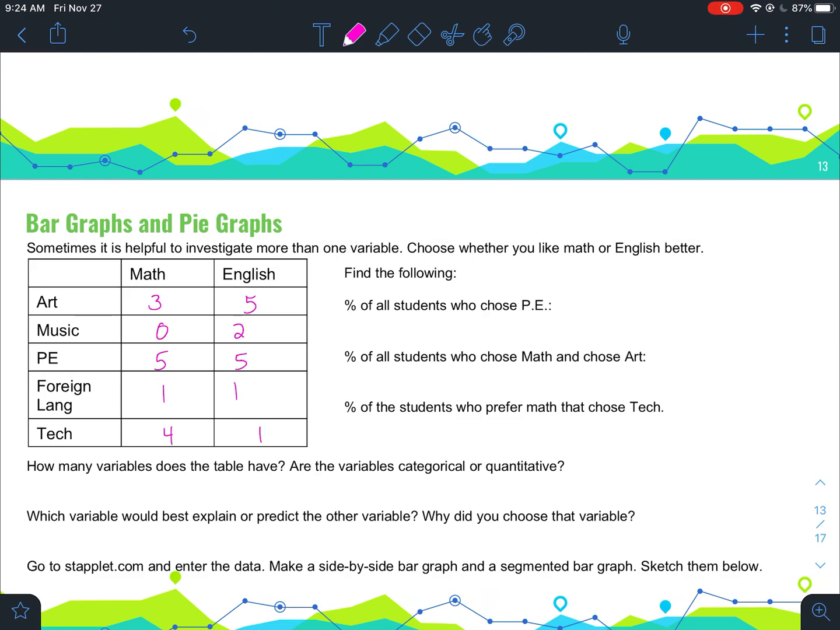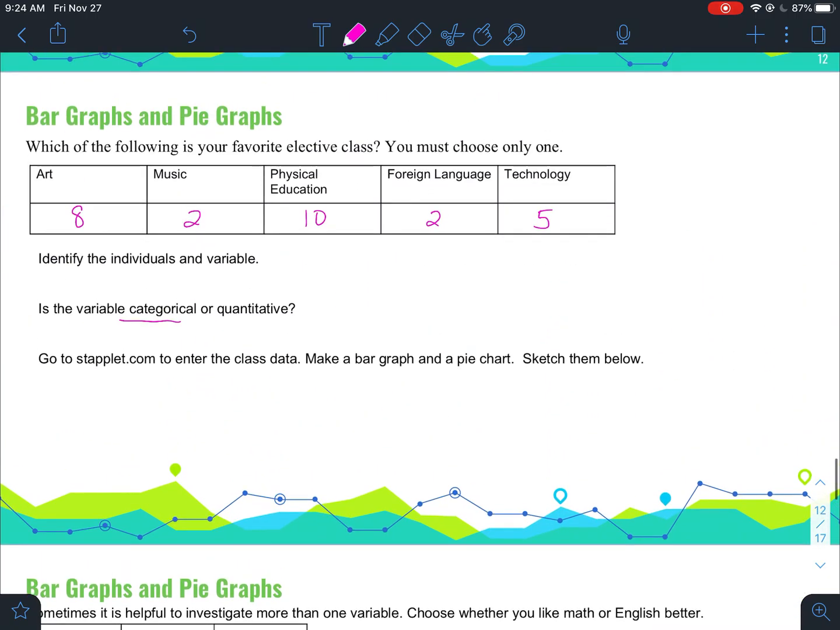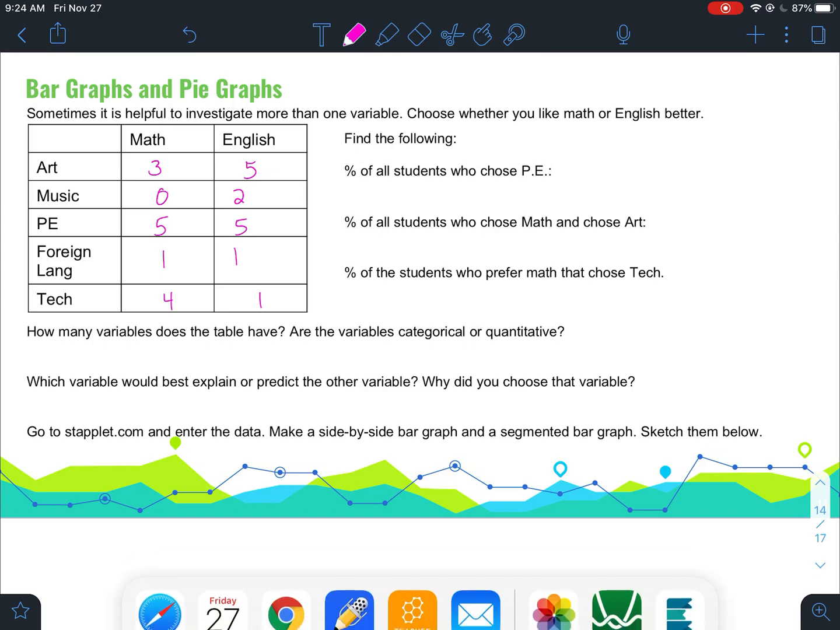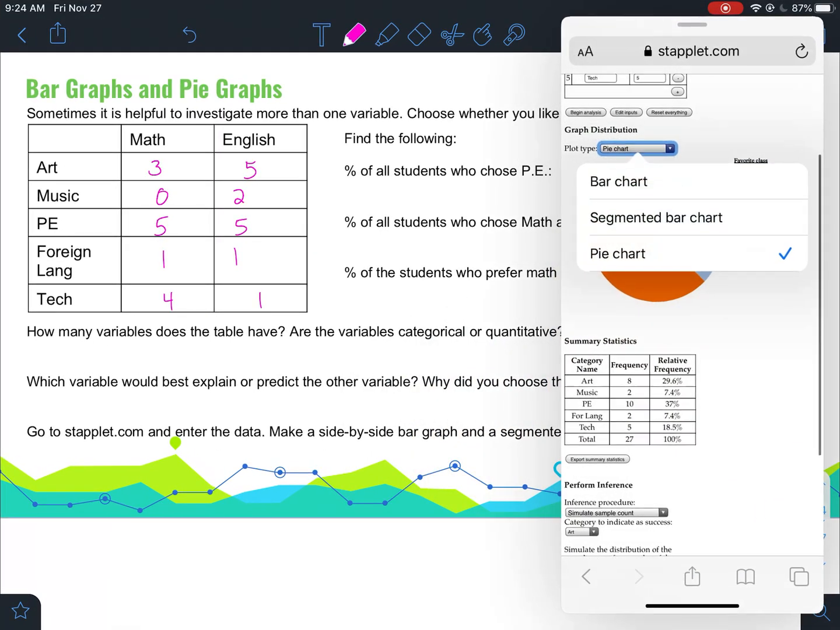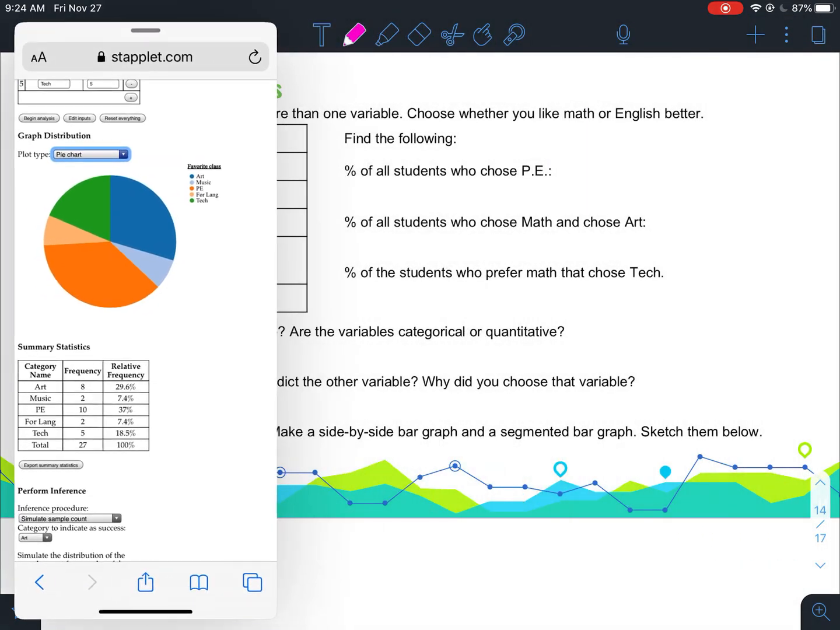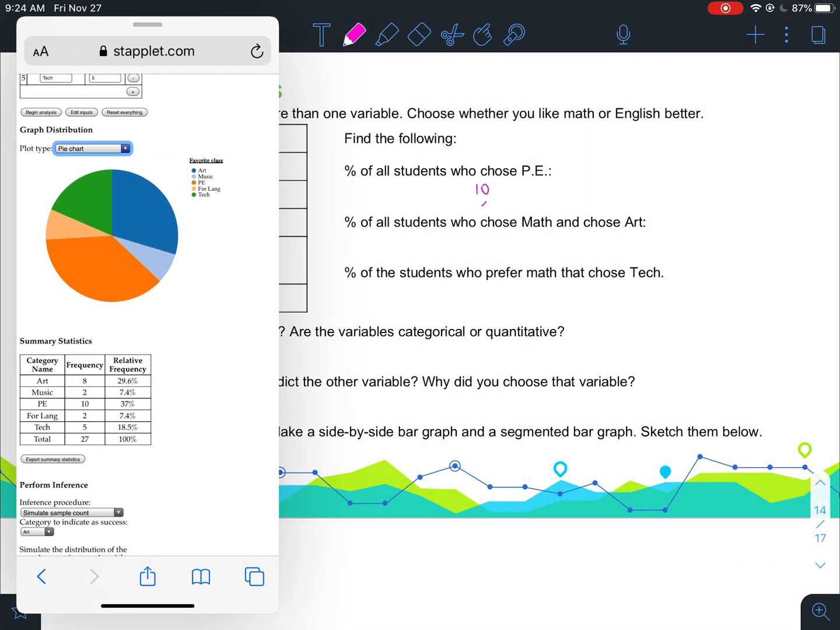So now, find the percent of all students who chose PE. We already talked about this before, so let's go back to our bar graph. The total number of people who liked PE out of everybody was 10 out of 27, which was approximately 37%.